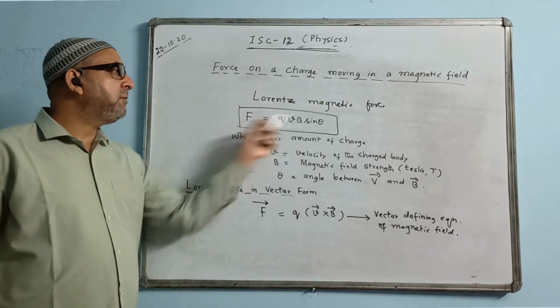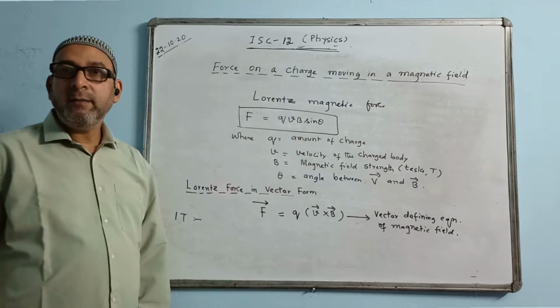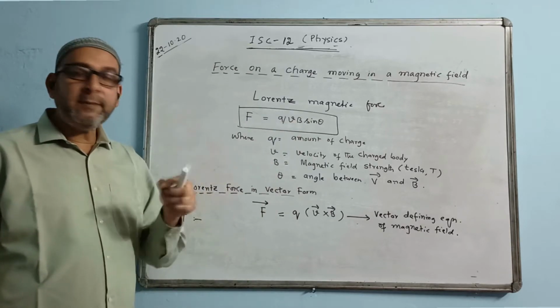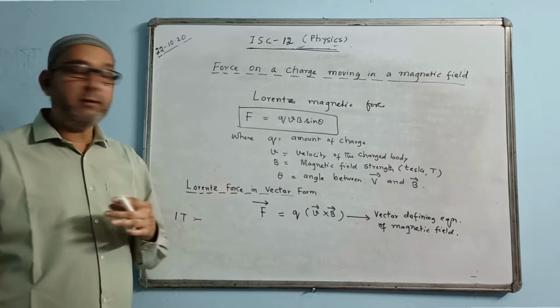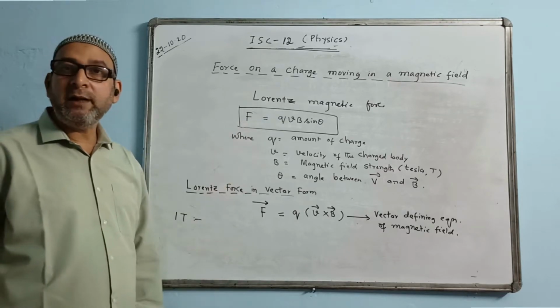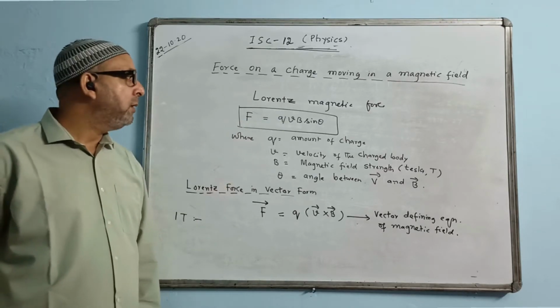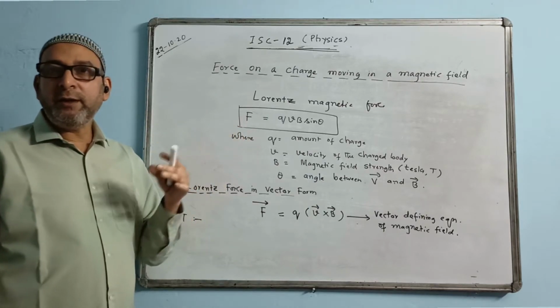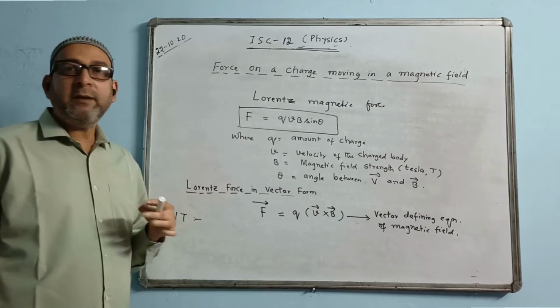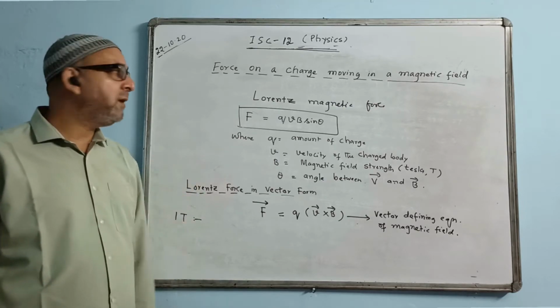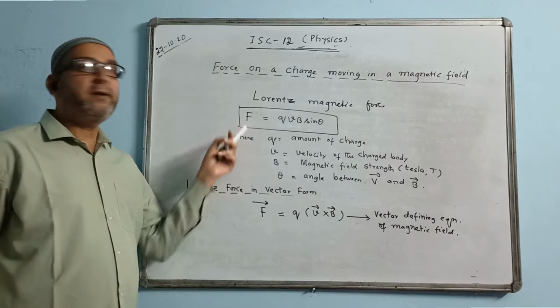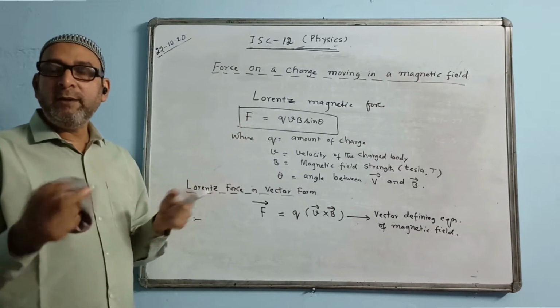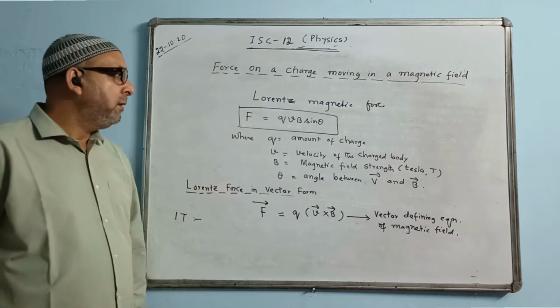When will the force be maximum? When theta is 90 degree, or when the charged particle enters the magnetic field region at right angle. That means theta value is 90 degree. That time the force becomes maximum. And for some other angle, maybe theta value 30 degree, 40 degree, 45 degree, 60 degree, and all this kind of values, the value of force will neither be minimum nor be maximum. It will be somewhere in between.